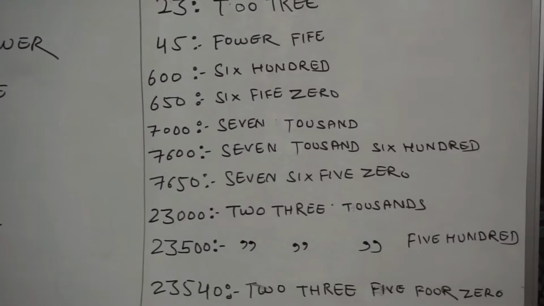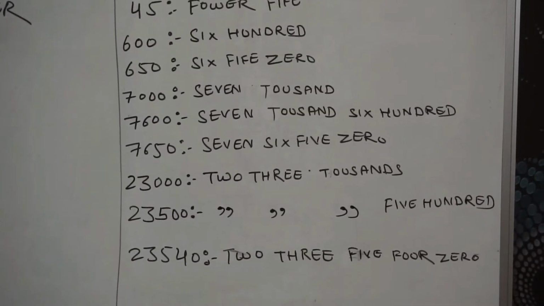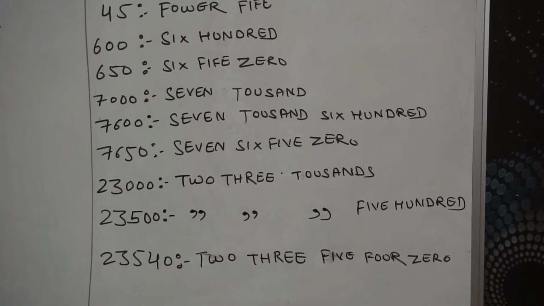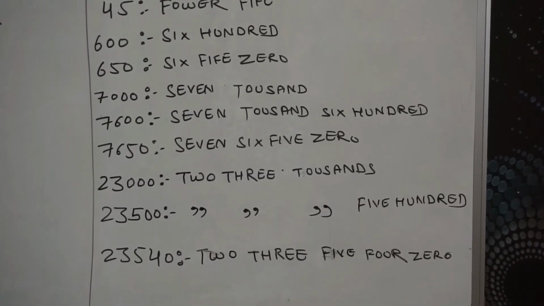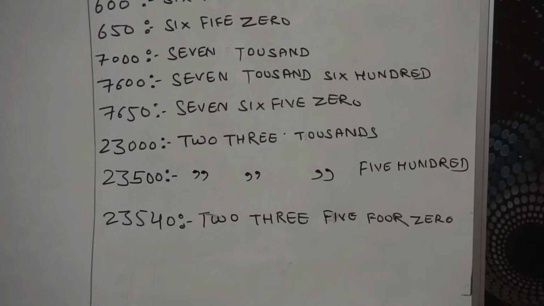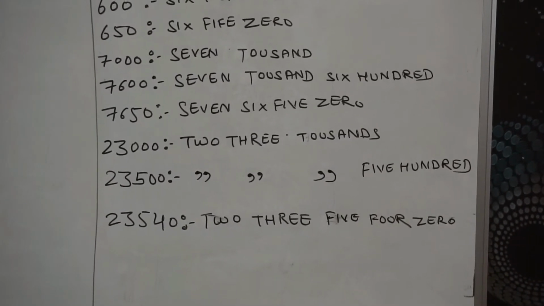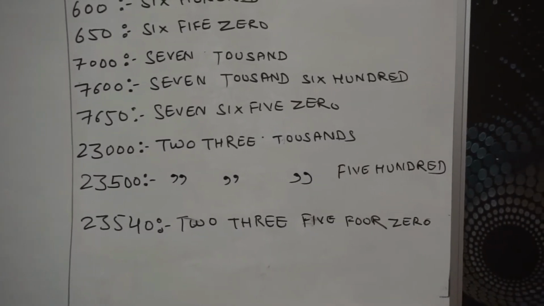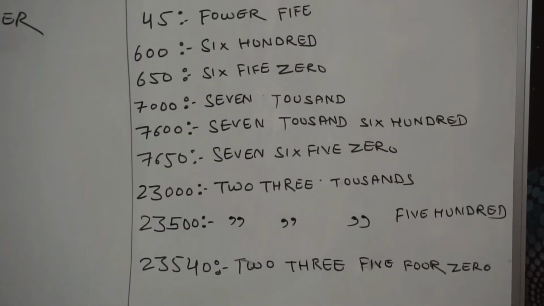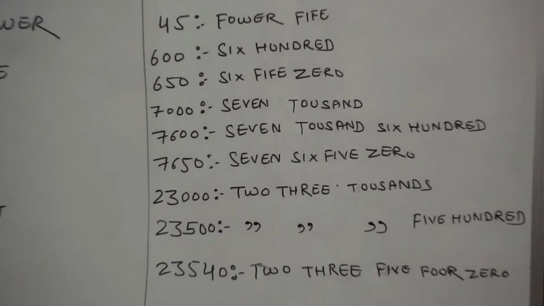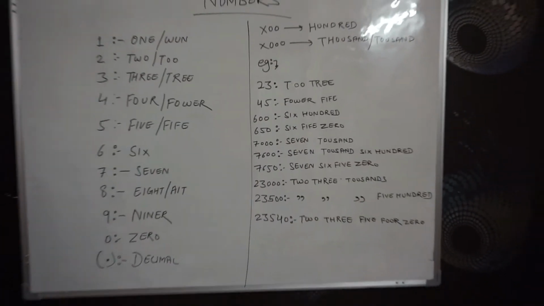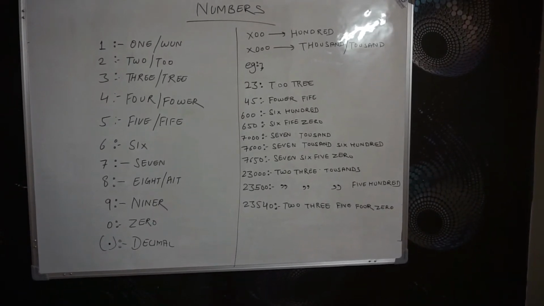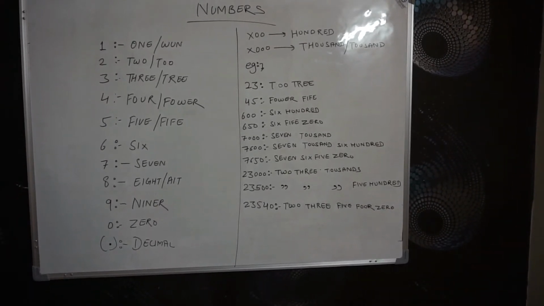Then it is 23,000, so we say TWO THREE THOUSAND. Then 23,500, so we'll say TWO THREE THOUSAND FIVE HUNDRED. And the last is 23,540, which we will say TWO THREE FIVE FOUR ZERO. So this is all the examples I've taken, and this is how we have to transmit numbers. Let's move on to the next thing.